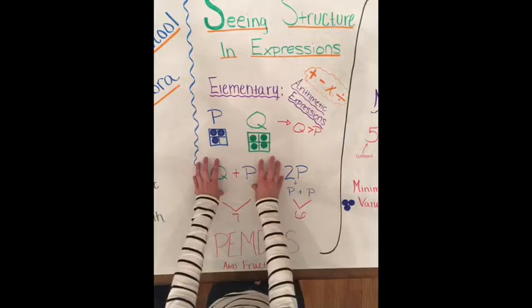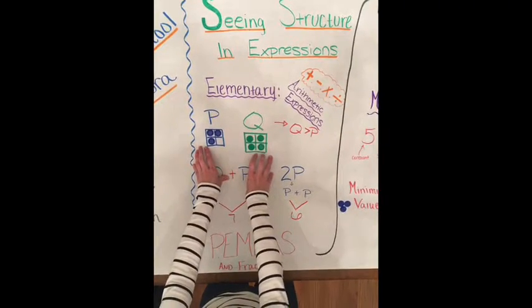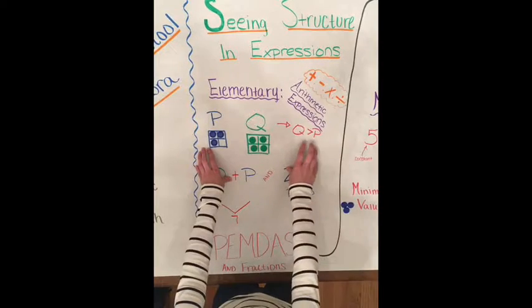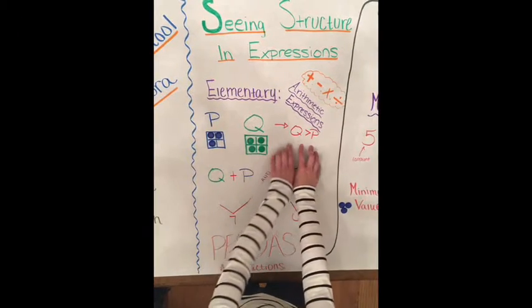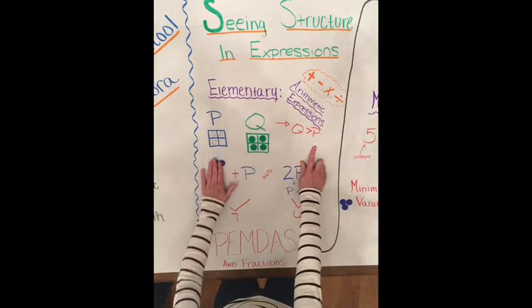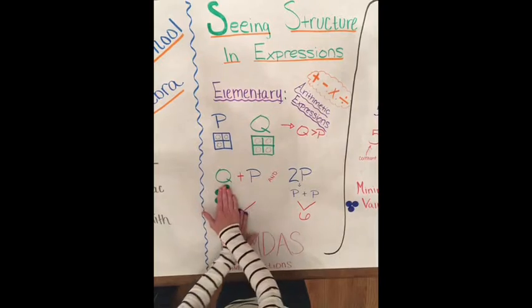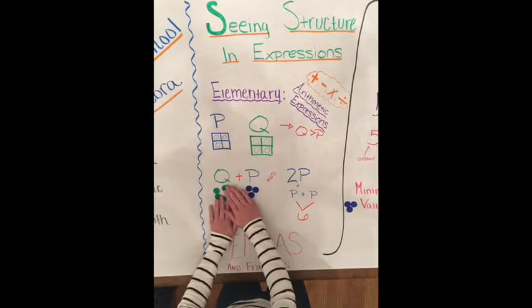Here we have two groups. P has 3 and Q has 4. They'll be able to recognize that one group is larger than another. So here, Q would be larger than P. As we move down here, they'll be learning the expressions Q plus P.